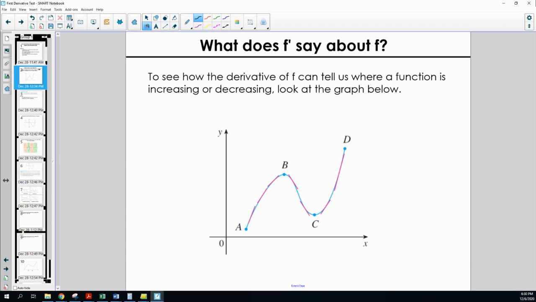If the derivative, which is the slope, is positive, the original graph is increasing. From a to b, the slope is always positive, so our graph is increasing. From b to c, our graph is decreasing, and that's where our slope is negative. And then again, from c to d, the graph is increasing, and that's where, again, the slope is positive.